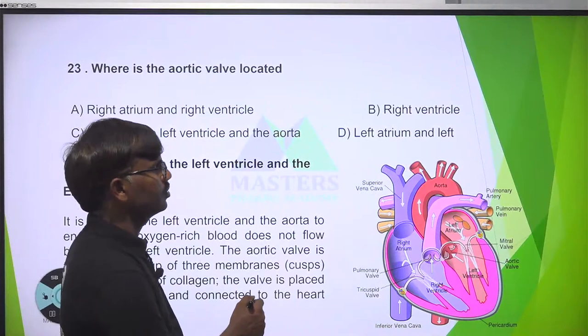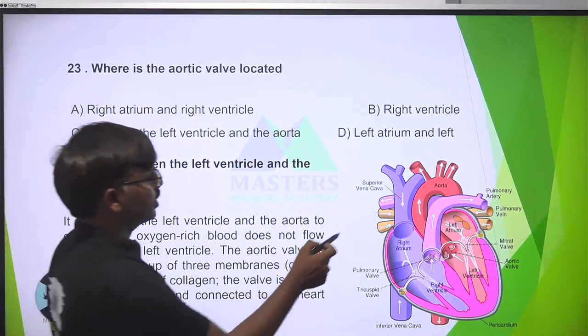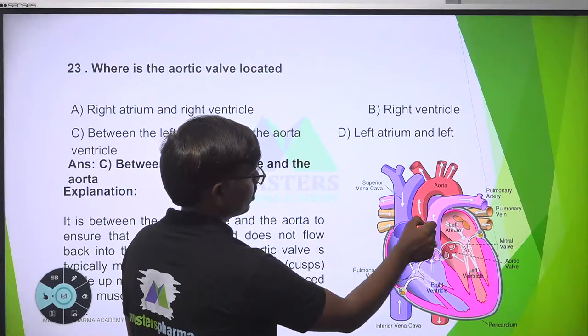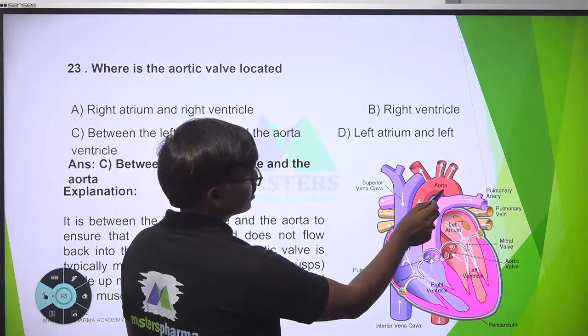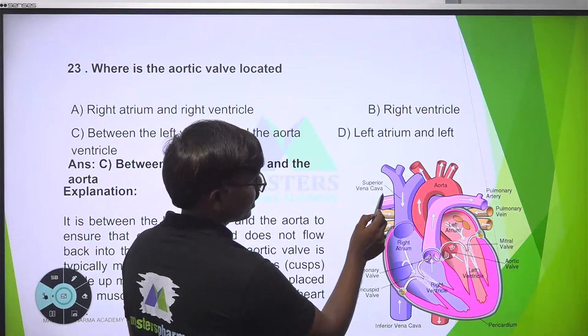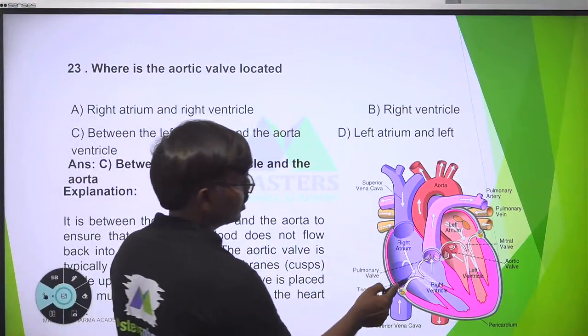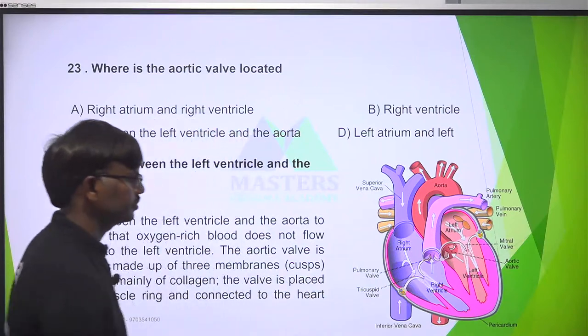So this is the aorta. Here you should remember the position. This is the inferior vena cava, superior vena cava, aorta. Right? So these are atria and ventricles, this is the ventricle, these are the atria.